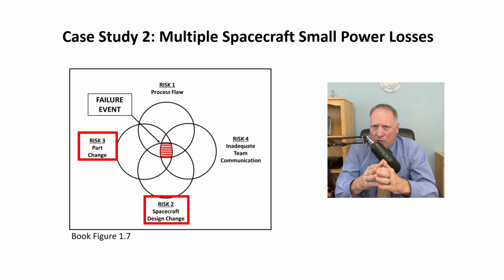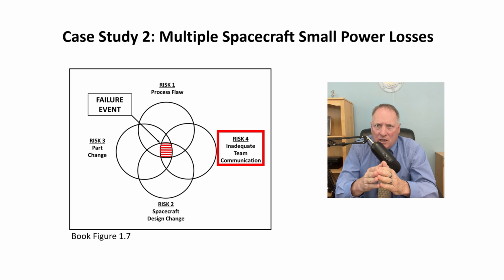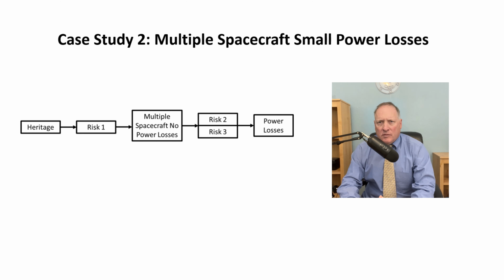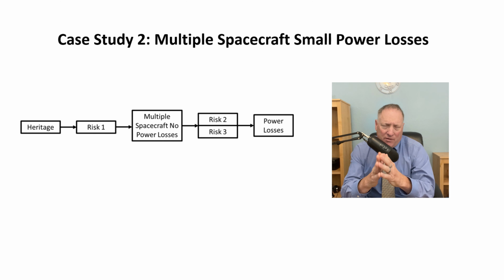Then there is risk 4, inadequate team communication. This is an important one, but let's look a bit more at risk 1 through 3 first, then we'll get back to risk 4. Creating a timeline for risk 1 through 3 clearly shows some key, interesting, possibly considered disturbing findings. I'll point out three key observations.